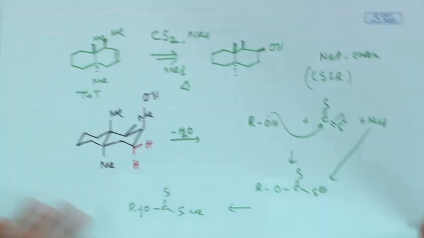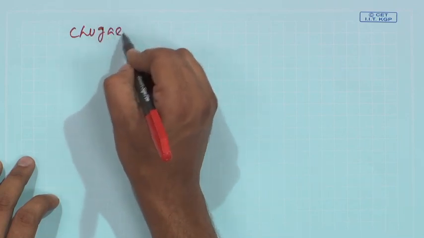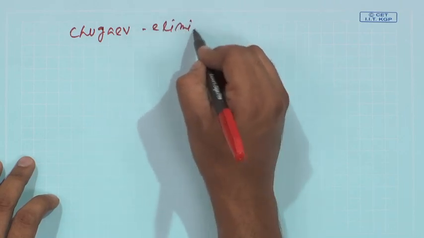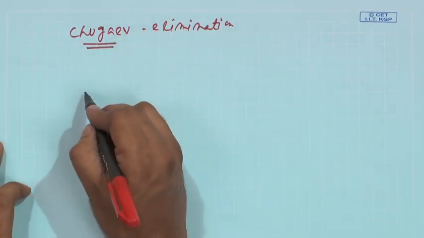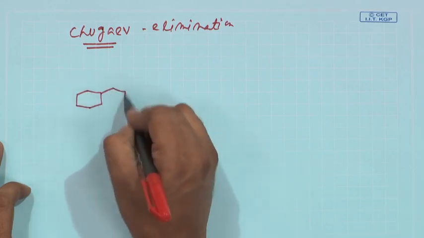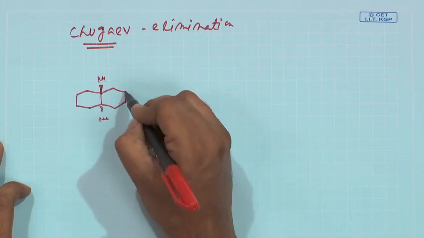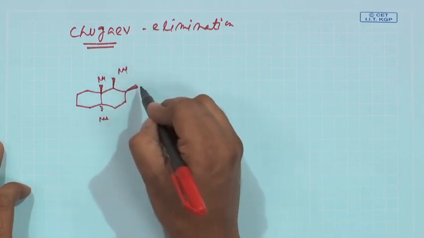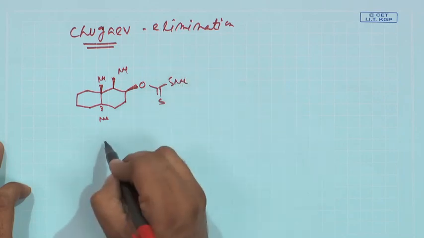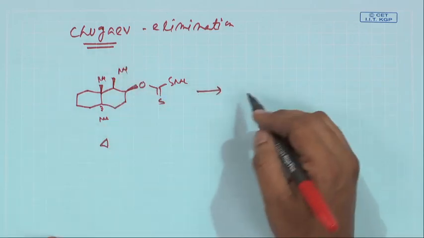Now, this particular reaction is named the Chugaev elimination. The Russian scientist Chugaev first took this xanthate ester. So, initially, if you take the starting material which was given in the earlier slide, you have this methyl, another methyl here, and basically you will have this xanthate ester, SMe. If this is heated under strong heating conditions, you will get the elimination product, which was the target molecule.